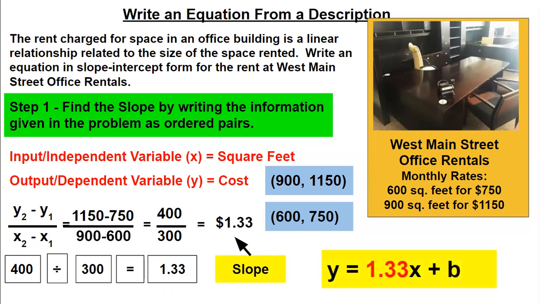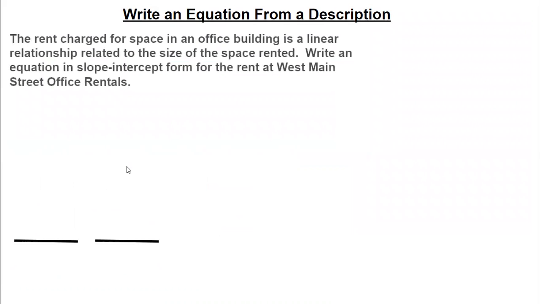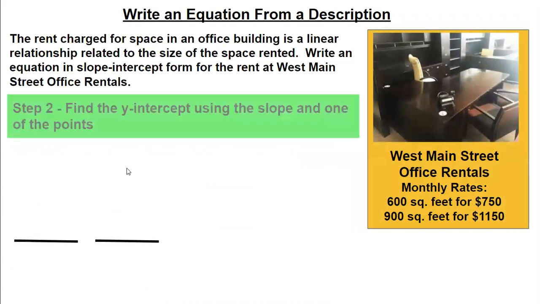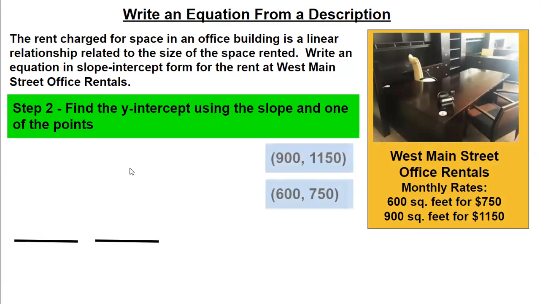Now, what's your b? Well, we don't know, right? y equals 1.33x. 1.33 is your m. But what about b? What's your y-intercept? How do we figure that out? We've already done some IXL on how to do this. So let's do step 2. Find the y-intercept using the slope and one of the points. Doesn't matter which point you pick. Pick one. Got two options there.